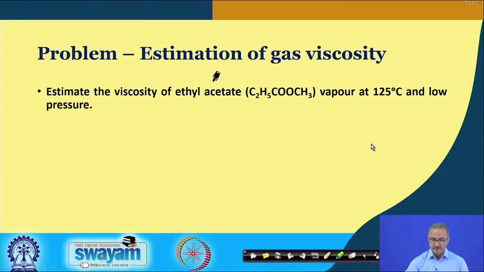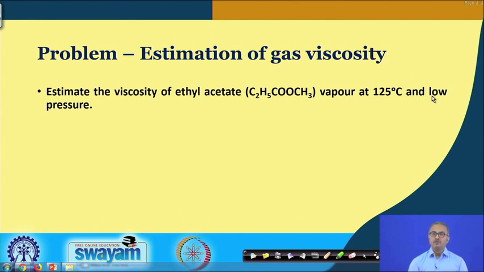Next we come to a problem to estimate the viscosity. Now in this case we are going for the gas viscosity, and the gas is ethyl acetate, and perhaps you know the formula is C2H5COOCH3. This is in vapor state, and the temperature is 125 degrees centigrade, and the pressure has not been mentioned, it is a low pressure.